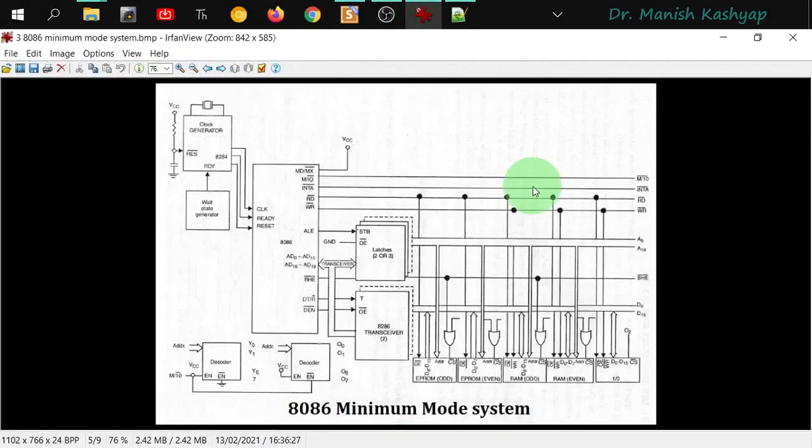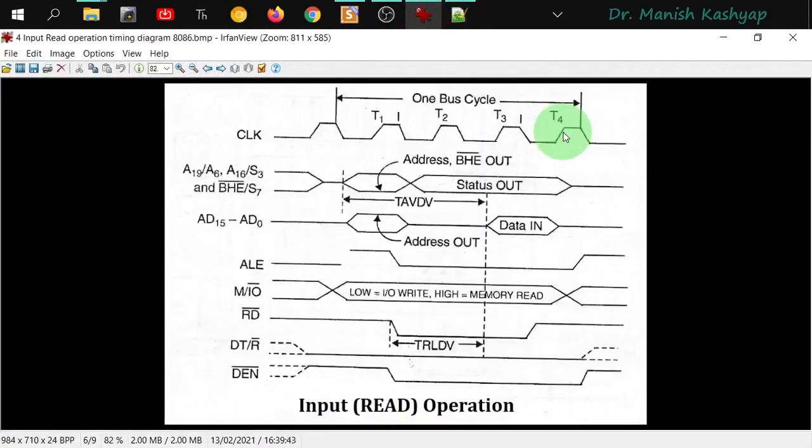Now let's come to the timing diagram, and let's see what happens in the input read operation. Here you can see these clock cycles, and this is the T1 state, T2 state, then T3 state, and T4 state. When we begin from the T1 state, first of all, this ALE signal has been enabled, right? So this ALE signal becomes high in the T1 state.